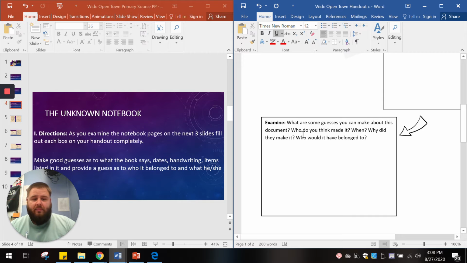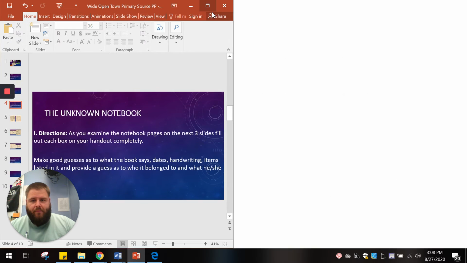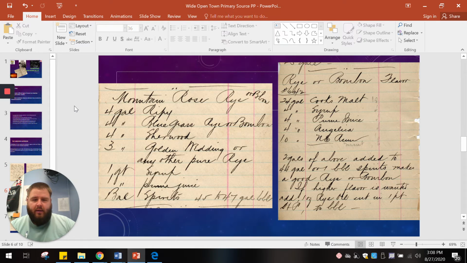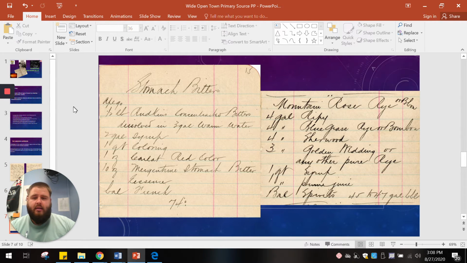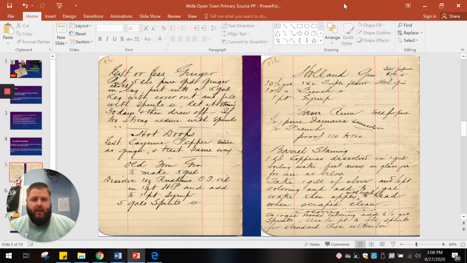Like, who do you think made it? When do you think it was made? Why? And who would it have belonged to? Without seeing the documents, you might not fully understand the question, so let's look at those real quick. As you can see, notebook pages. It's written in very fancy handwriting. Not too many people still write like that today. There are 2 documents on each slide, so there are 6 documents total. Be sure to look through all of them and try to answer these questions in the boxes.